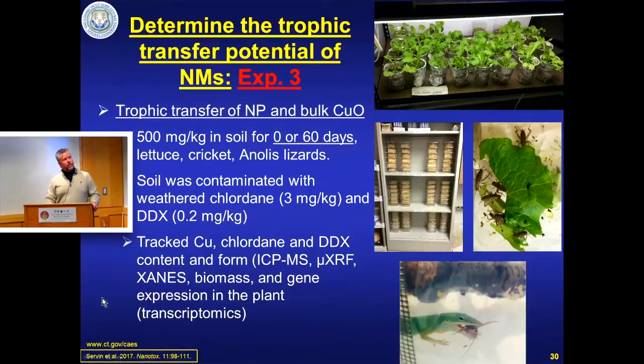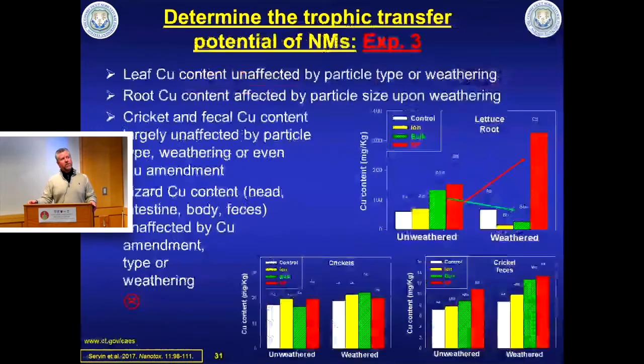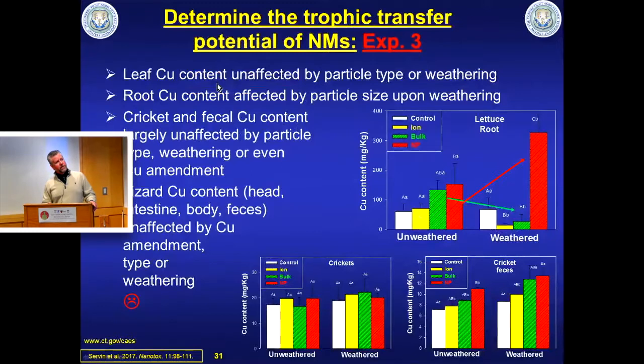So in the leaf tissue, the nanoparticle size made no difference at all. The weathering made no difference. Where we did see a difference was in the roots. And that's the data you see here. In this case, the bulk is the green, the nanoparticle form is red. So this is the unweathered situation.